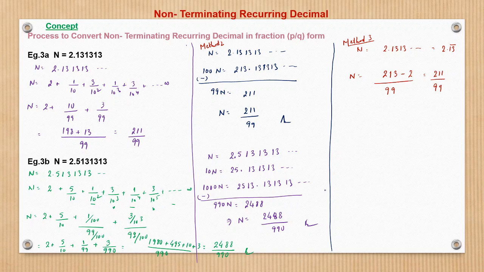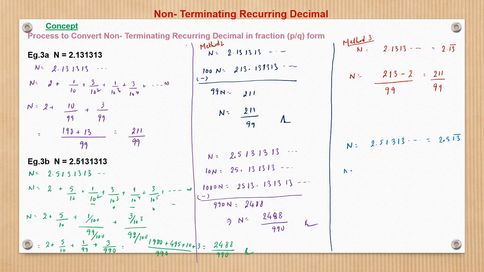Now the third method, using the formula, which is a direct application. That is even simpler. We need not do anything over there. We'll simply write n is nothing but 2.51313 and so on. This we can write as 2.513 with a bar over 13, because 13 is the repeating digit here.